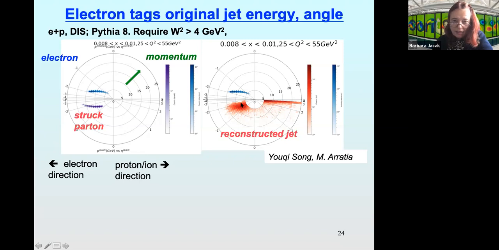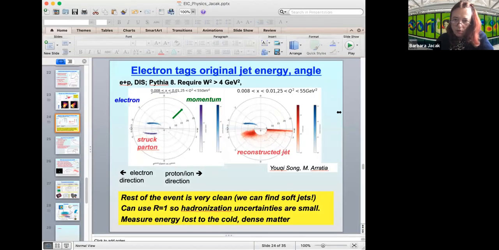Now, I don't have it here, but if you only measure a single hadron, these distributions are much, much wider. And so it's much more difficult to say this particular hadron corresponds to the struck parton, because you get a lot more confusion with the jet remnant. And so I think that's a real strength of jets that you don't always hear about so often.